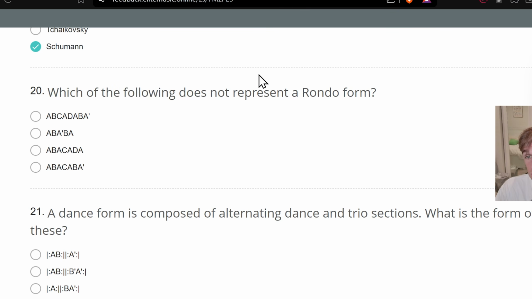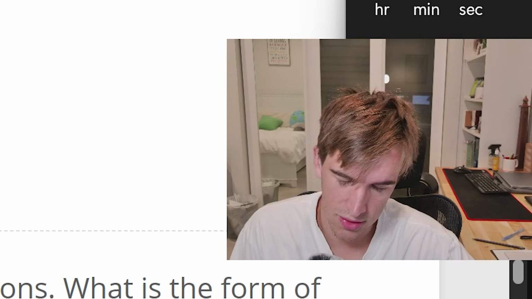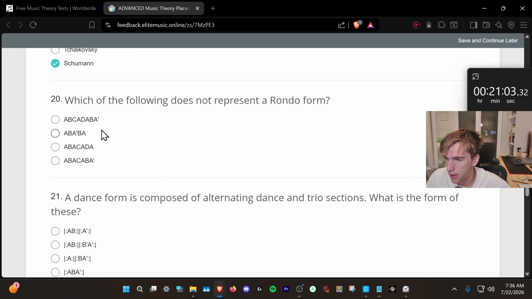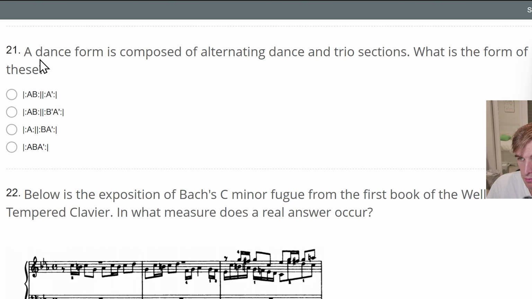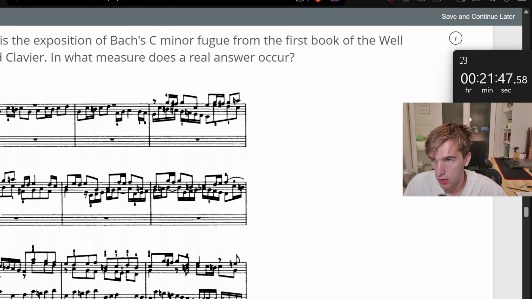Whatever. Which of the following does not represent a rondo form? Oh my gosh. Oh wait, it's probably a similar pattern. ABACABA, ABCADABA. You know what? This one is the only one without an apostrophe. A dance form is composed of alternating dance and trio sections. What is the form of these? I'm gonna have to guess. Whatever. I need to finish this quicker to get under 1 hour.